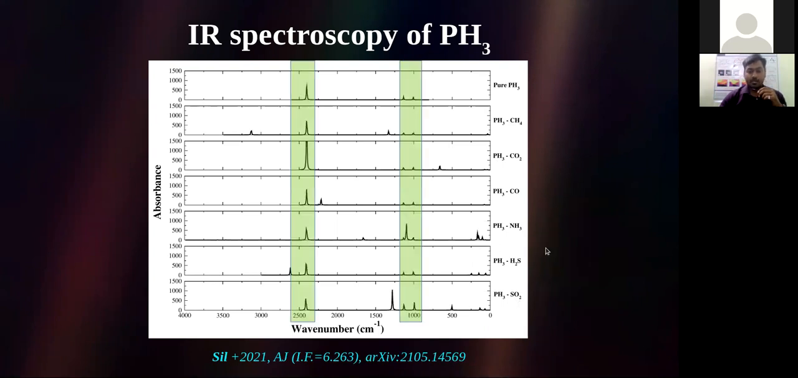And then these highlighted parts are the pure pH3 IR in the bending scissoring mode, and this is the stretching mode. And you can see that CO2 is affecting the stretching mode of pH3 intensity, and also SO2 is affecting the bending scissoring mode of pH3. So this could be helpful for the future JWST mission.